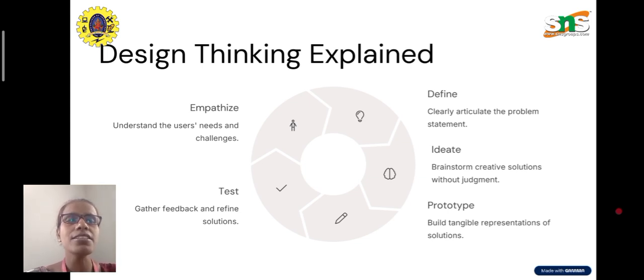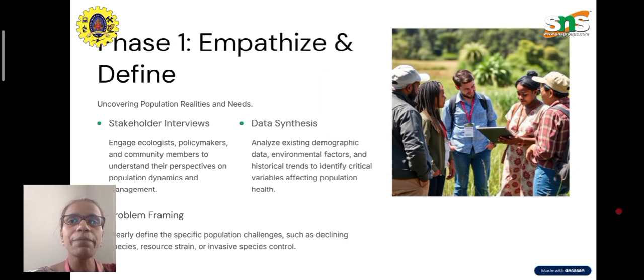The next thing is phase 1. What is phase 1? Empathize and define. We need to uncover the population realities and needs.